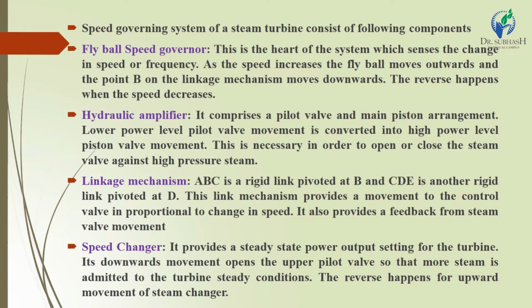The next component is the speed changer. It provides the steady state power output setting for the turbine. Its downward movement opens the upper pilot valve so that more steam is admitted to the turbine at steady condition. The reverse happens for the upward movement of the speed changer.